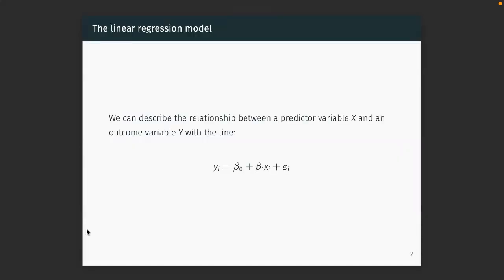So let's just briefly review the linear regression model. We can describe the relationship between a predictor value X and an outcome variable Y with the line Y sub i equals beta 0 plus beta 1 x i plus epsilon i, right? We're familiar with this. We have an intercept, a slope, and an error term. It lets us model Y as a linear function of X.